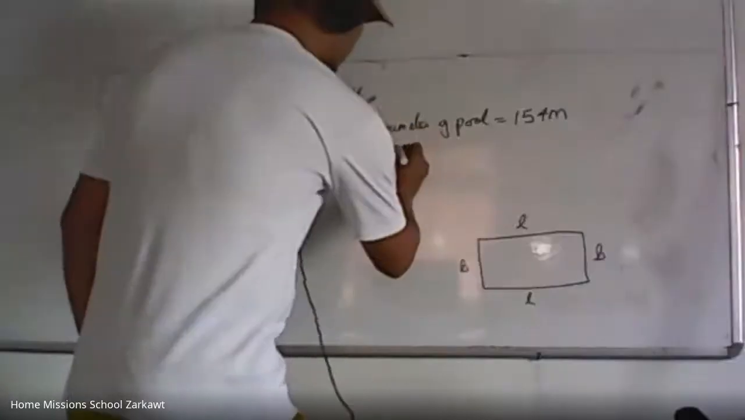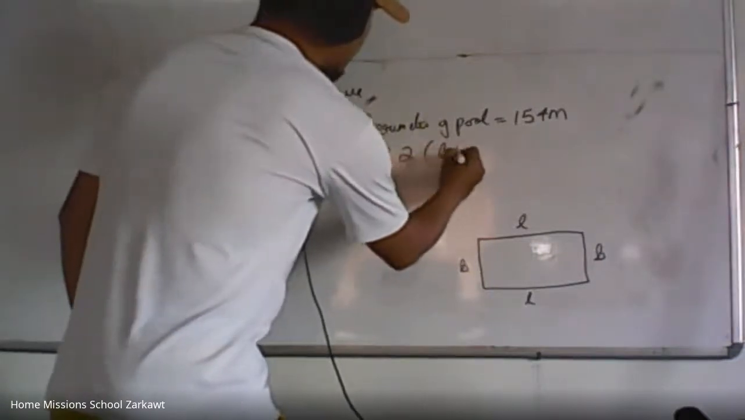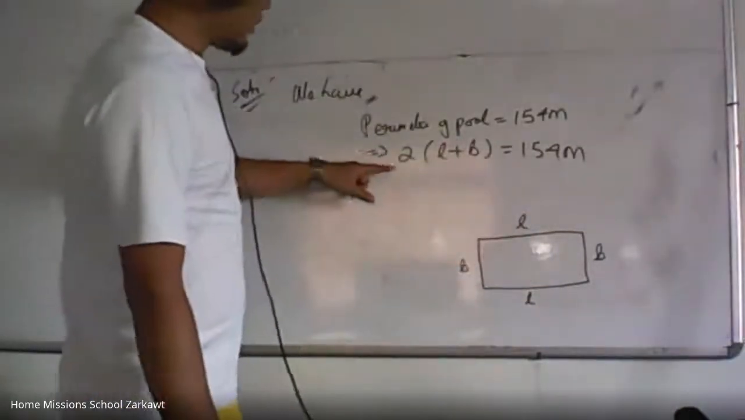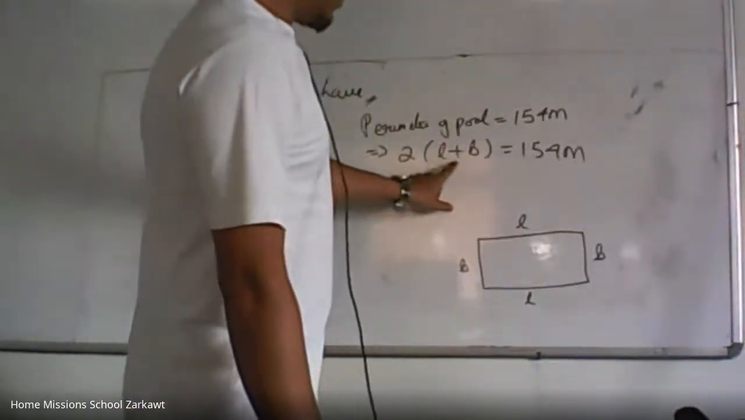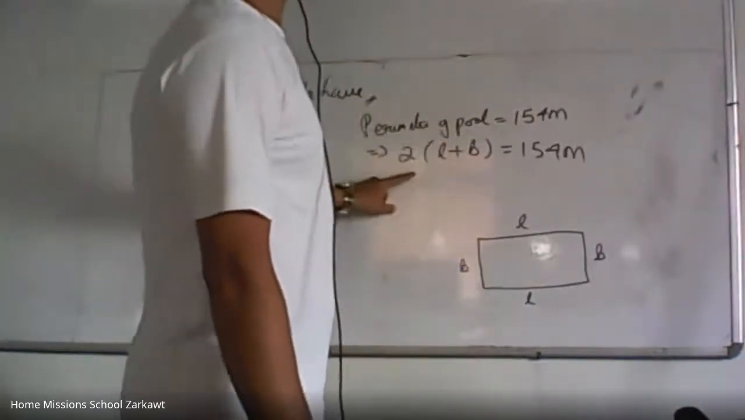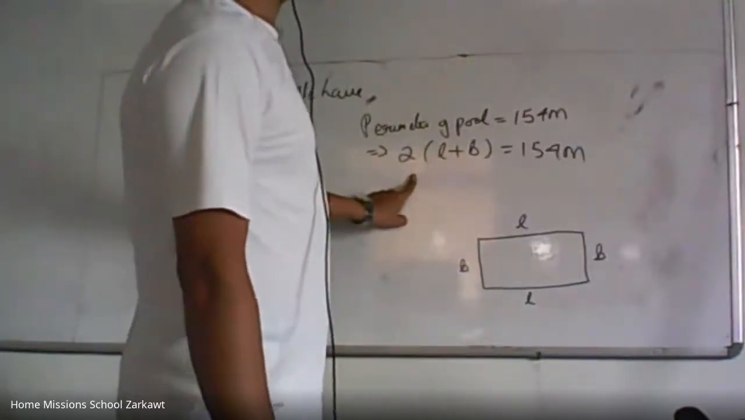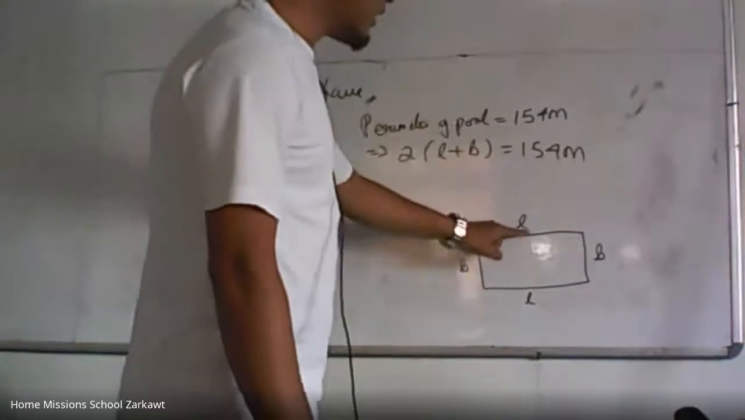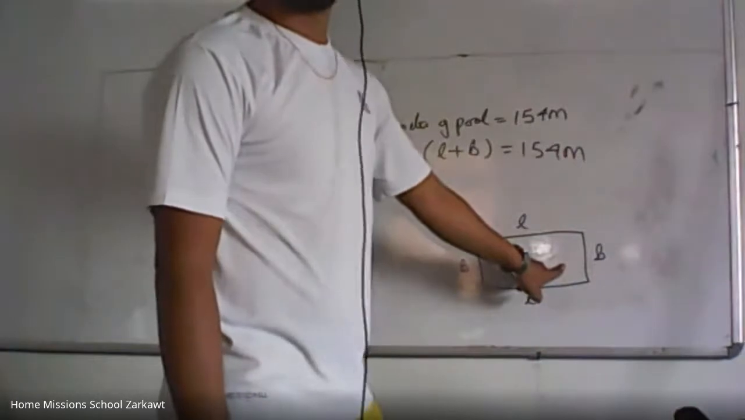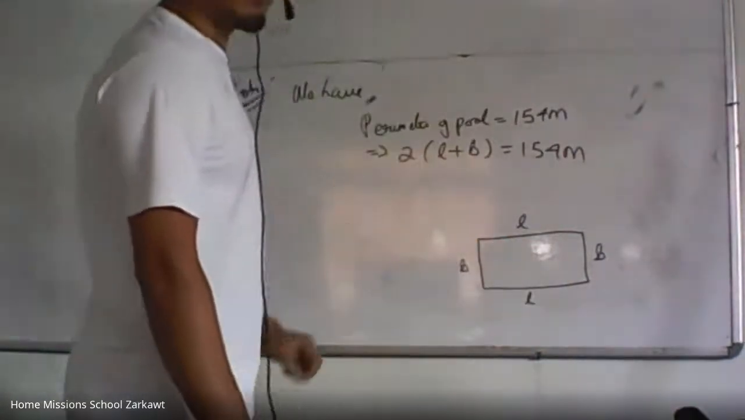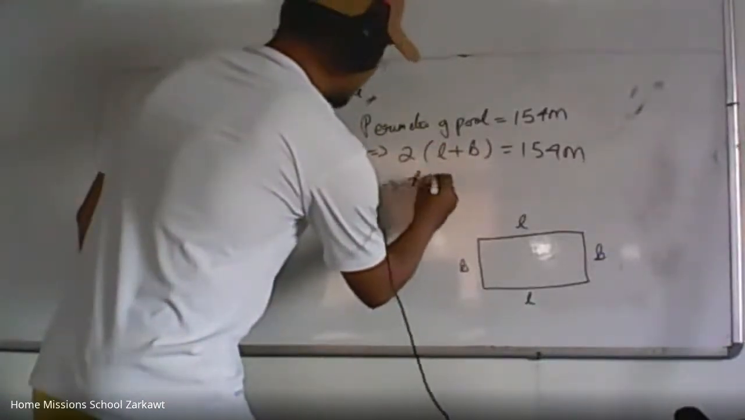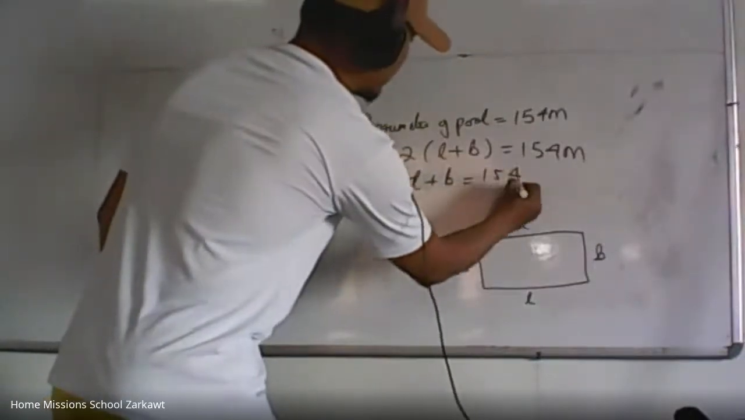The formula is two into length plus breadth. So 2 times (L plus B) equals the perimeter of the pool, 154 meters. Therefore L plus B equals 154 by 2.